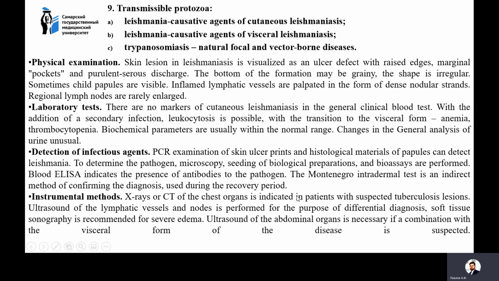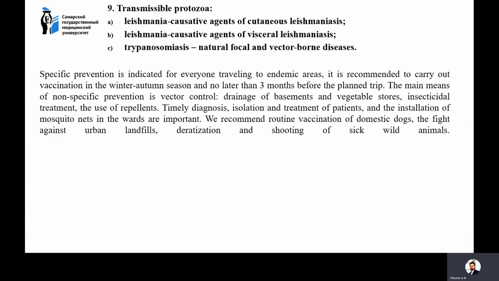Have 4 methods: physical examination, laboratory tests, detection of infection agents, and instrumental methods. Specific prevention is indicated for everyone traveling to endemic areas.